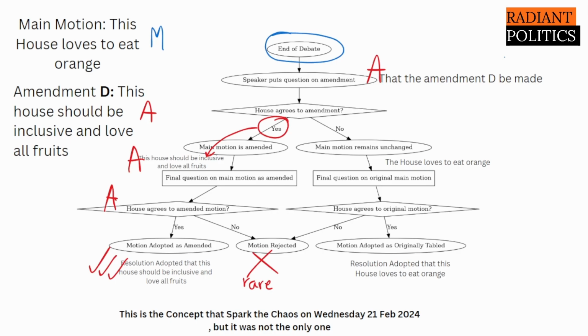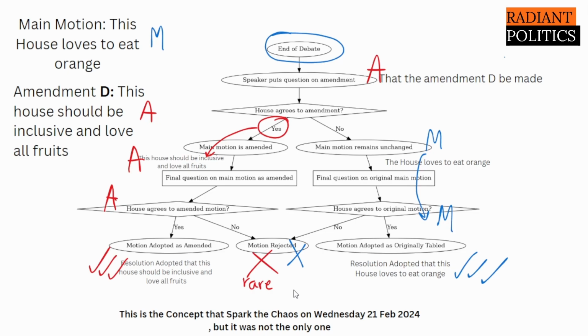If Amendment D is rejected by the House, then the main motion is not amended. And finally, the question will be whether the House agrees with the main motion as originally proposed. If the House agrees, then the motion is adopted as originally proposed. If the House rejects, then no motion is adopted.